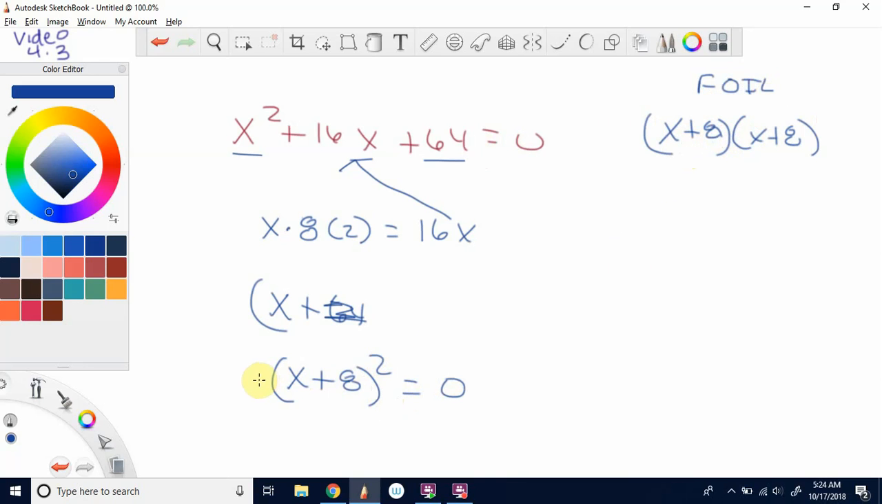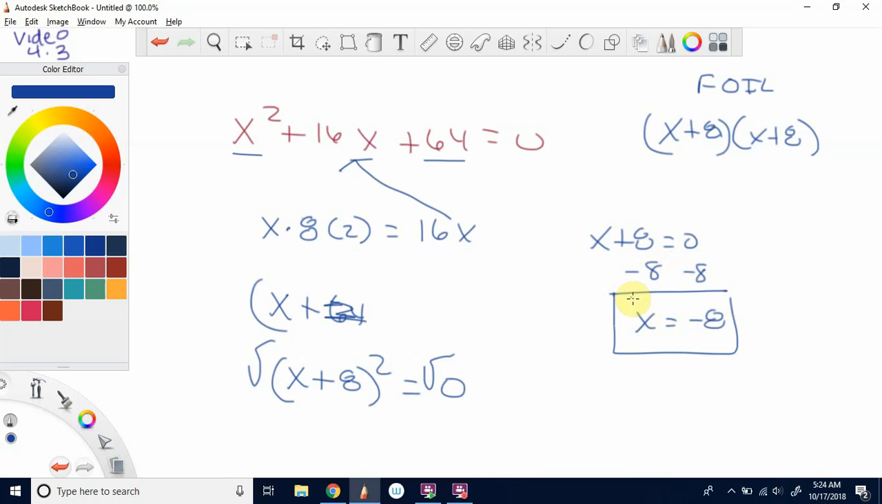So now we just take what? The square root of both sides. So x plus 8 equals 0, minus 8 minus 8. So we only have one solution, which tells us, and you need to know this because I'm going to ask you to interpret the graphs and solutions, that we have one solution, so we know that the vertex lies on the x-axis, and we know it's opening up, and it has a minimum on the x-axis.